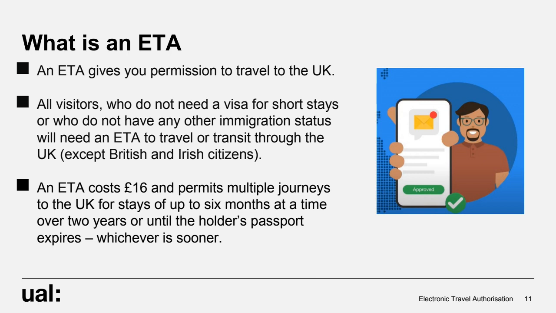All visitors who need to visit the UK for short stays and do not have any other immigration status will need to apply for an ETA before they travel to the UK. This excludes anyone who is British or Irish. The ETA costs £16 and permits multiple journeys to the UK for stays of up to 6 months at a time, for 2 years, or until your passport expires. So if your passport expires, your ETA will also lapse. However, if your passport has a long expiry date, your ETA will last for 2 years from the date that you apply for it or have been approved.